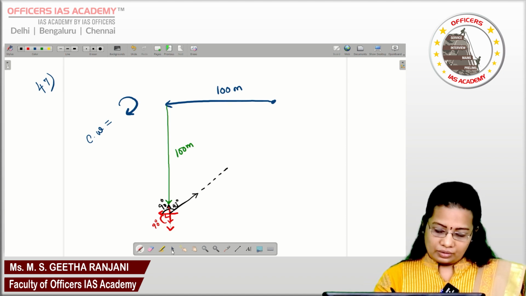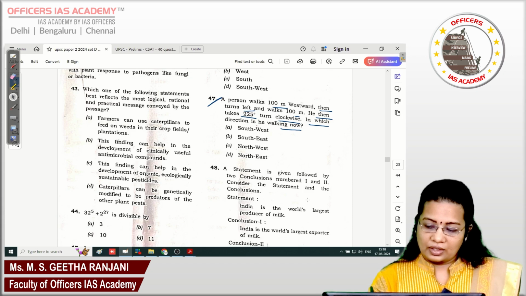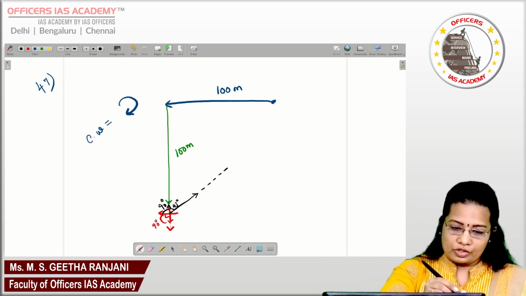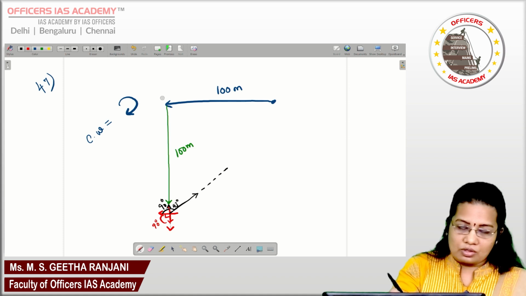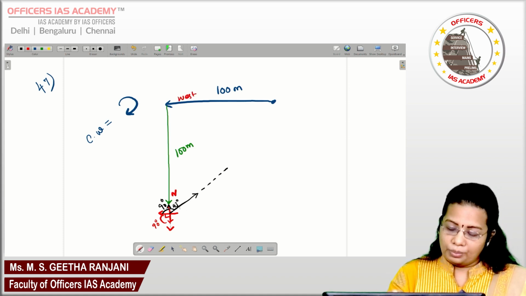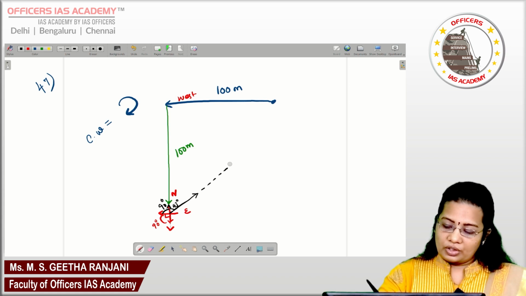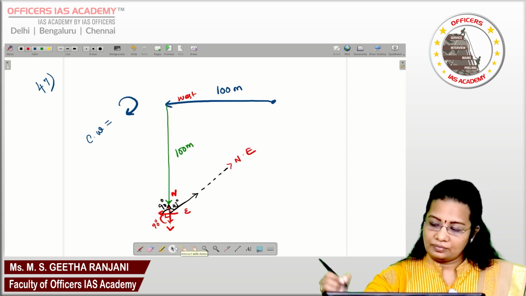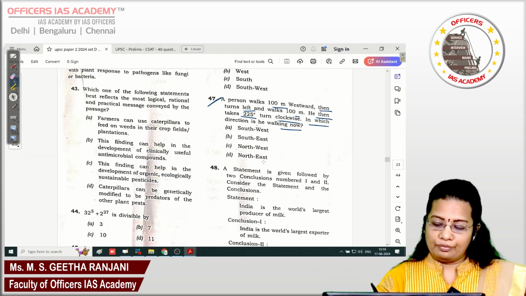So what is the question demanding? Just asking which direction is he walking now. So he is walking in which direction? This is west, as we have just informed. So this is north and this is going to be east. So the answer for this question is northeast. So the option is D. Option is D for this question.